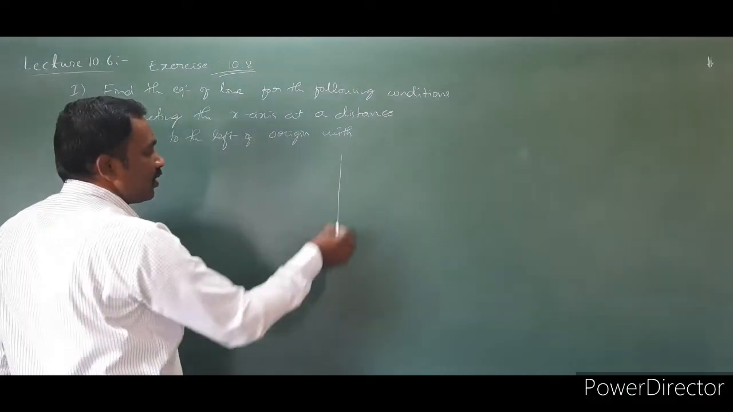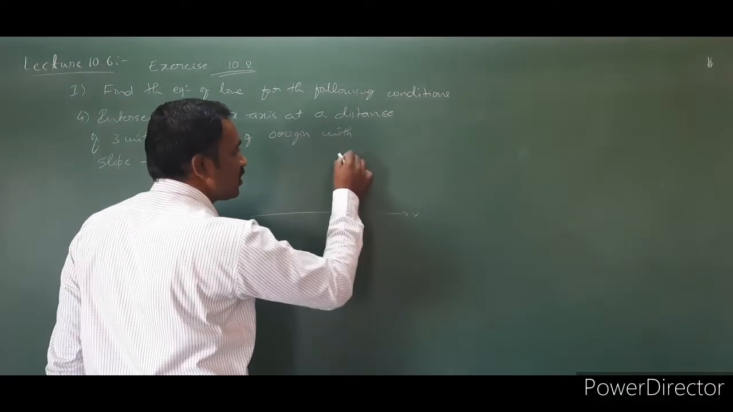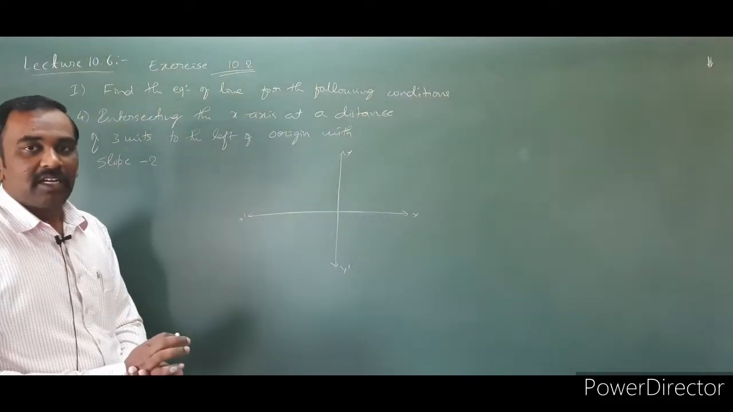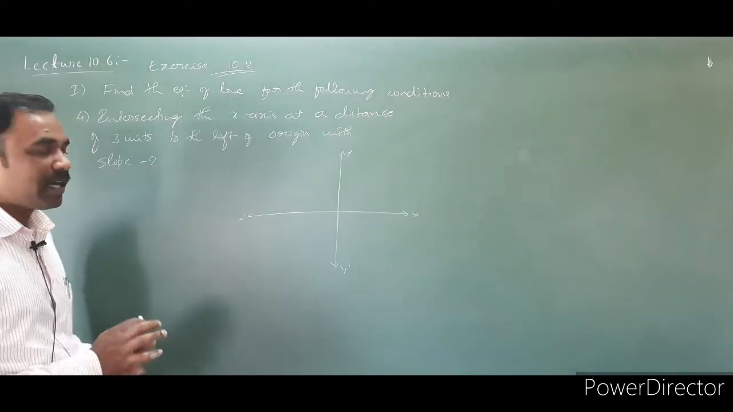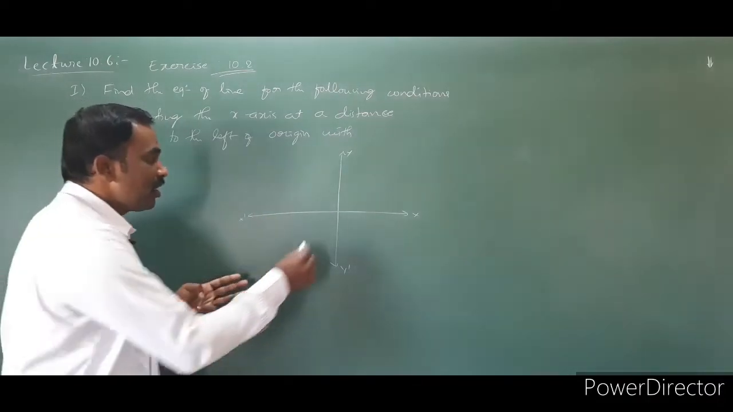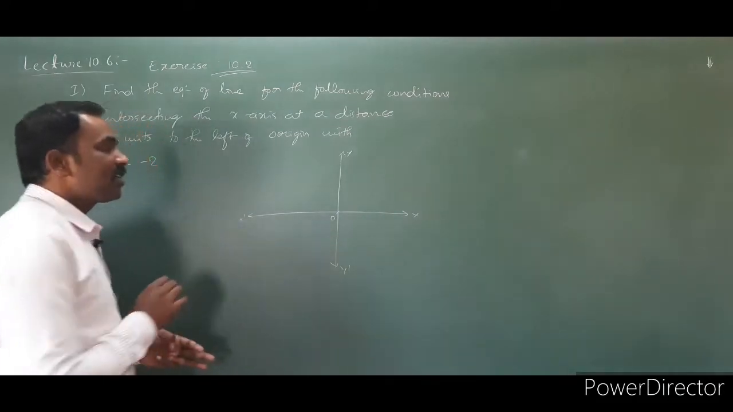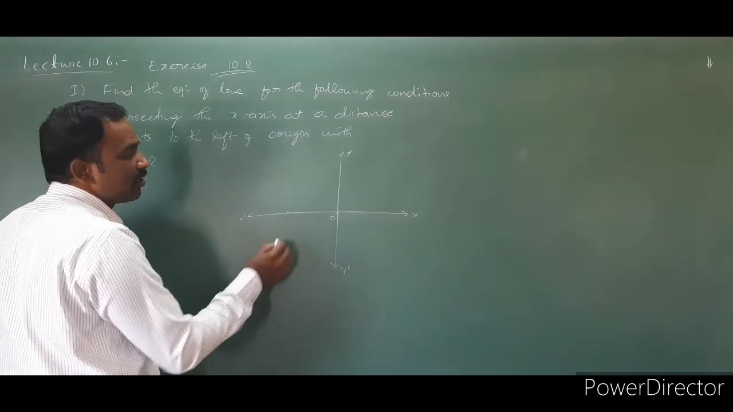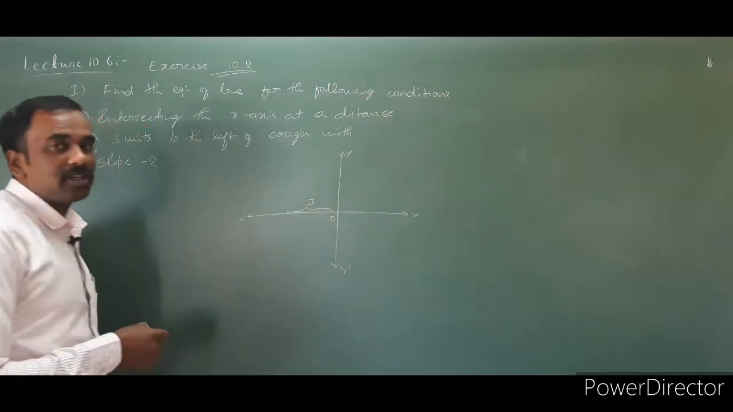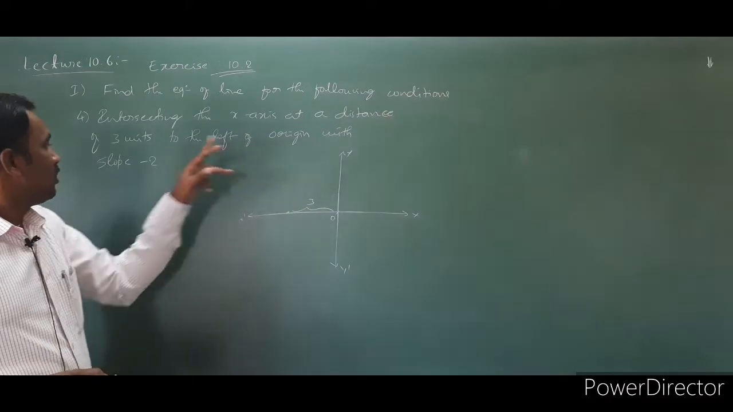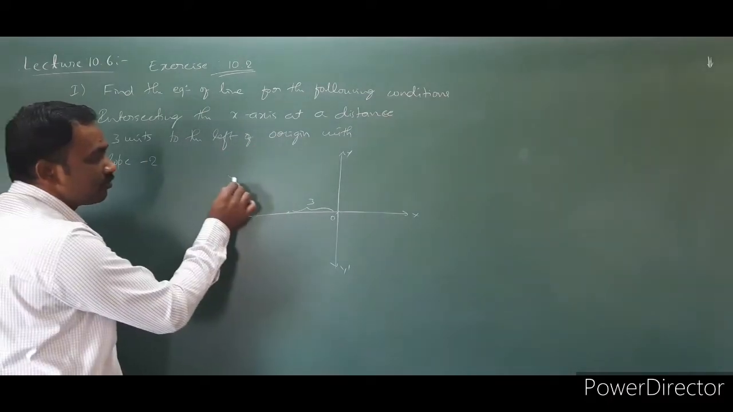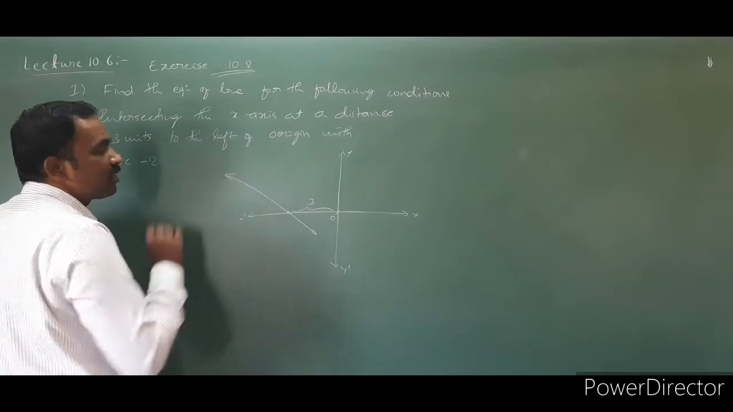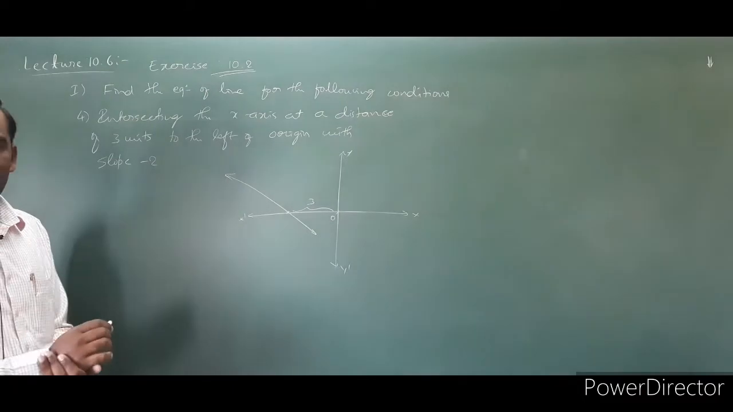Now, okay. I just consider the xy coordinate. This is the x-axis, y-axis, negative x-axis, negative y-axis. The line is intersecting the x-axis at a distance of 3 units. Where? 3 units on the right-hand side of the origin or the left-hand side of the origin? 3 units to the left of the origin. Here it is 3 units, that means this distance is 3 units. And the slope is minus 2. Suppose the angle is negative, the slope is negative. So find the equation of this one.